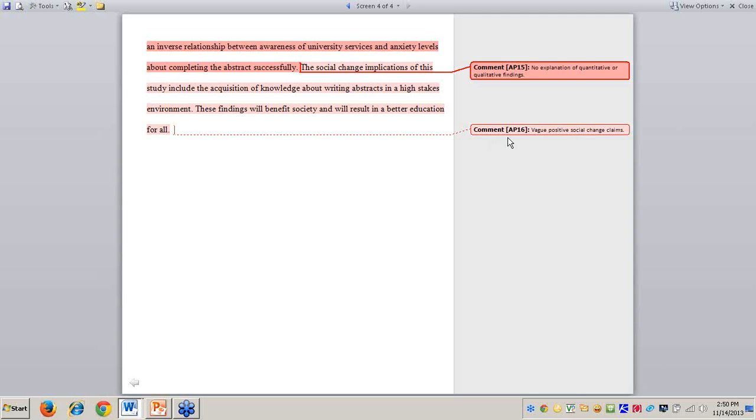And that's not here. And then, like what Jeff was saying, these social change claims are incredibly vague. They include the acquisition of knowledge, to which I would say, for whom? Who is acquiring this knowledge about writing abstracts in a high-stakes environment? Is this for students? Is this for faculty? Is it for administrators? Who is the intended audience for this research? These findings will benefit society and will result in a better education for all. You know, the more specificity that can be included in this final sentence, always, always, always the better.